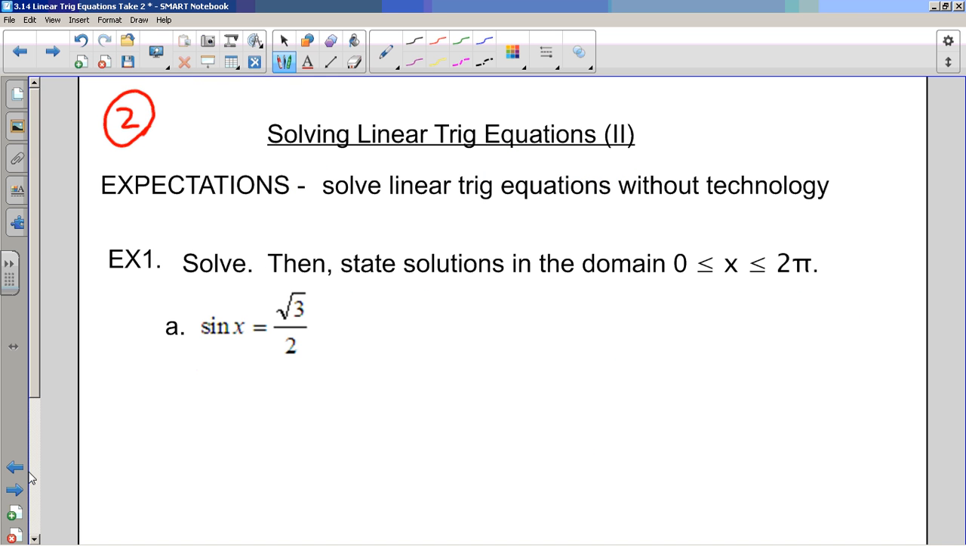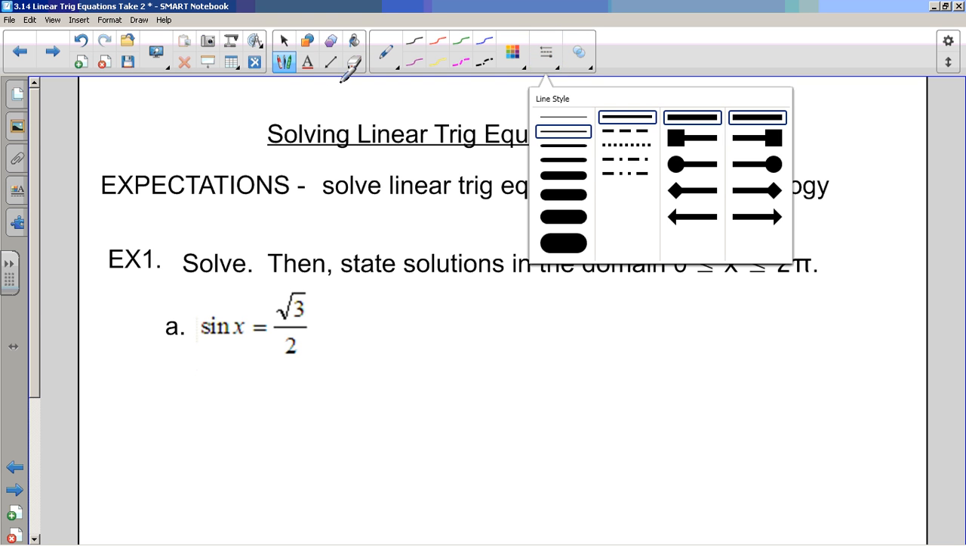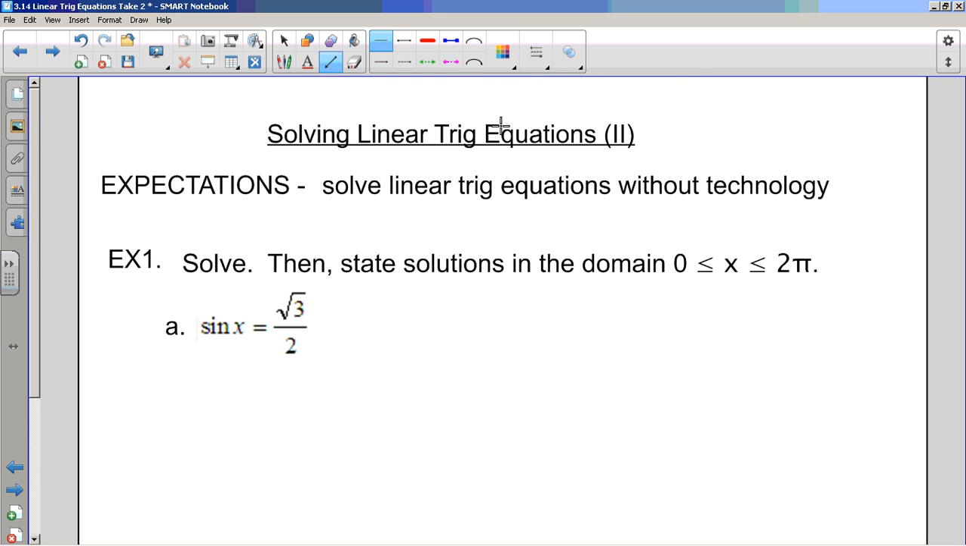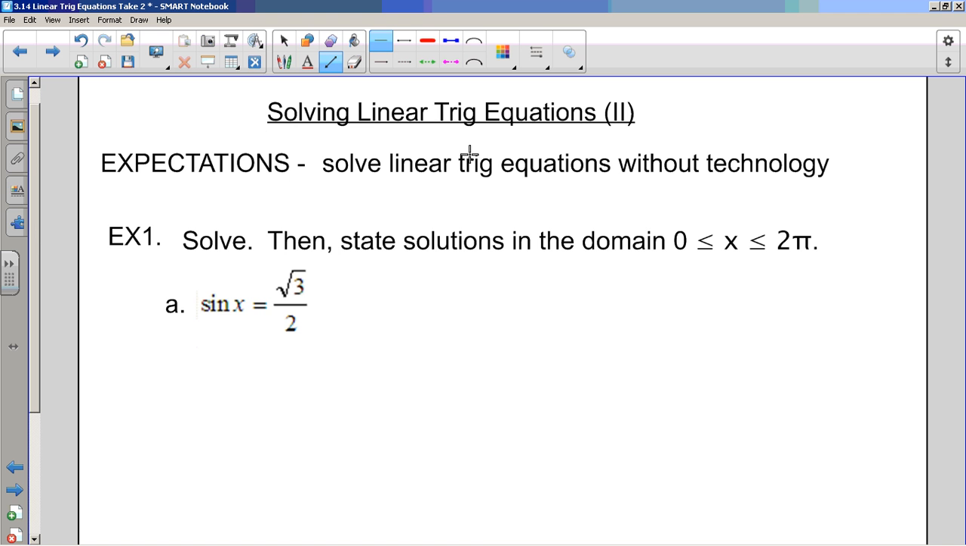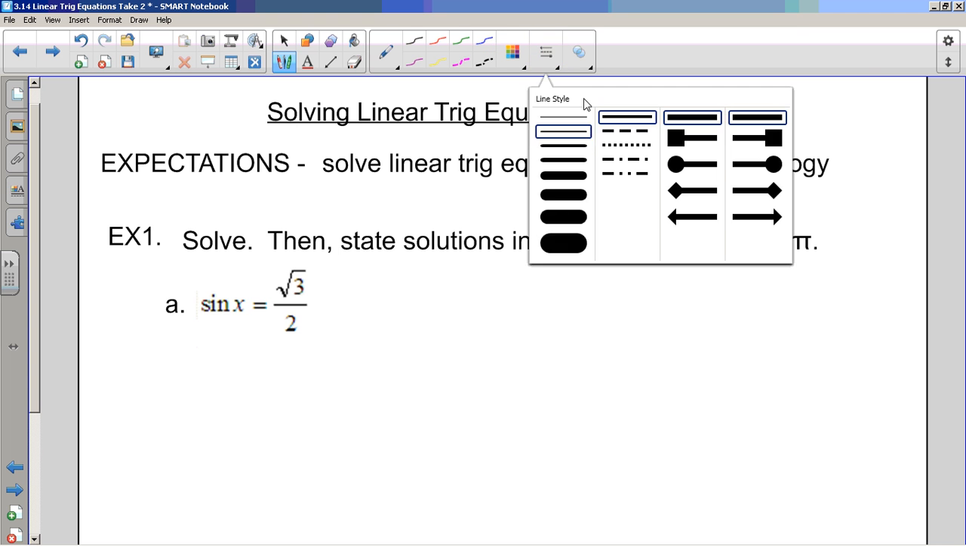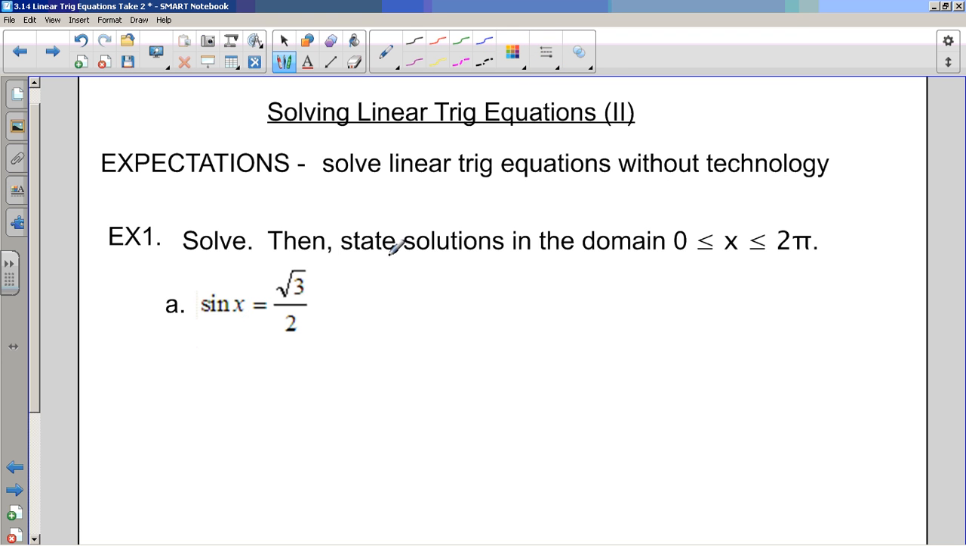Solving linear trig equations 2, which implies there was a linear trig equations 1, and that was way back in the last chapter. And you've also done these in grade 11. So this, as we'll see, will get going fairly quickly into new stuff. This first one is review. Review of grade 11, review of what we've already done in our course.